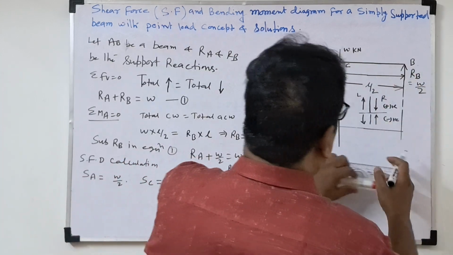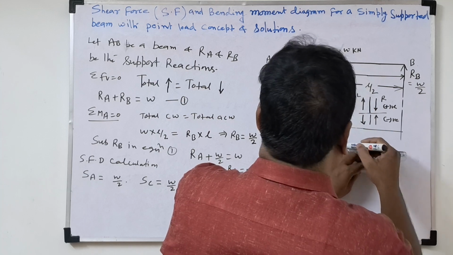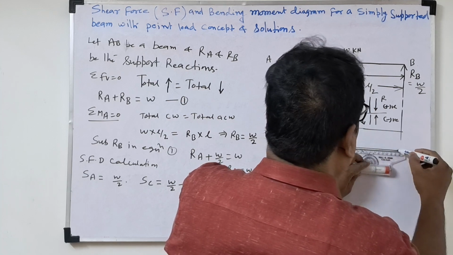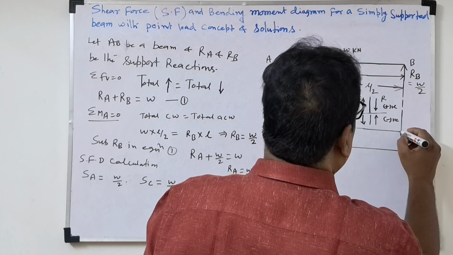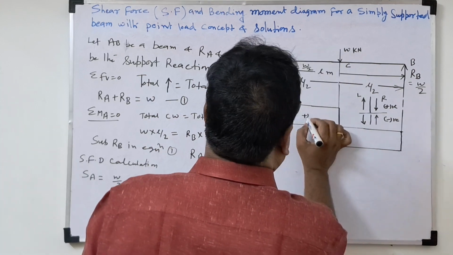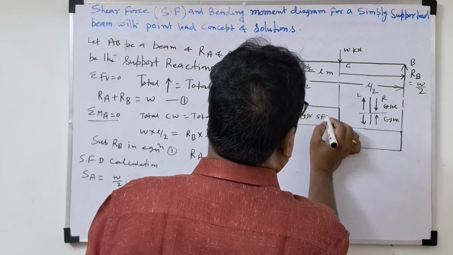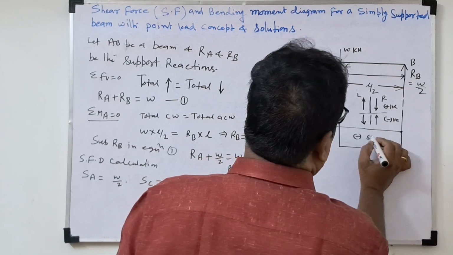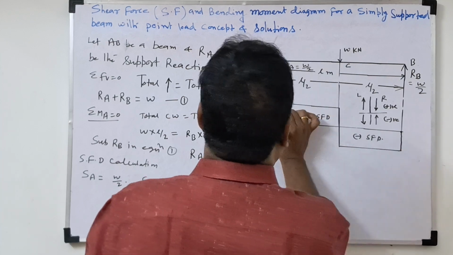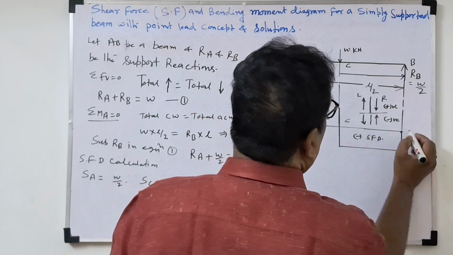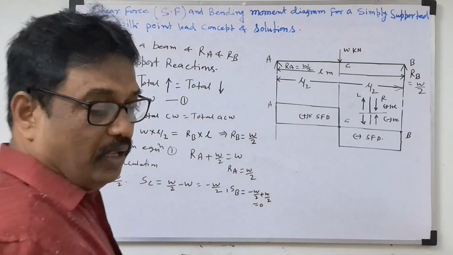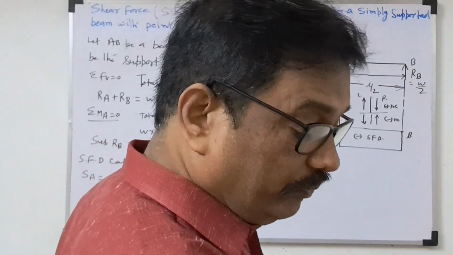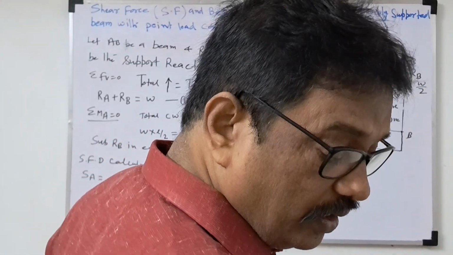Again C to B, no load. So again it will be a horizontal line. And at this point again it will go, this point is 0, shear force will be 0. This is the positive shear force diagram, negative shear force diagram. Point A, point C, point B. So shear force will be 0 at the middle. So this is the shear force diagram for this particular problem.